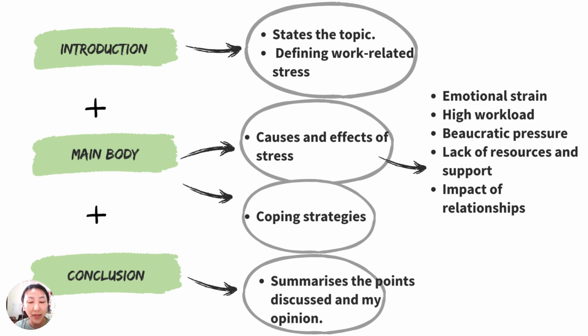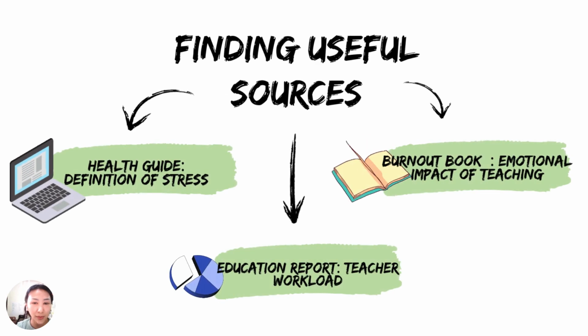I recommend creating an outline before you start writing so that you don't lose track of your ideas. Let's move on to the next step, which will be step three. Step three will be finding useful sources. So for my sources, I try to find recent credible publications that support my argument with evidence. Here are three of the main sources I use: a health guide, an education report, and a burnout book. The health guide is from the HSE, the Health and Safety Executive, 2021.